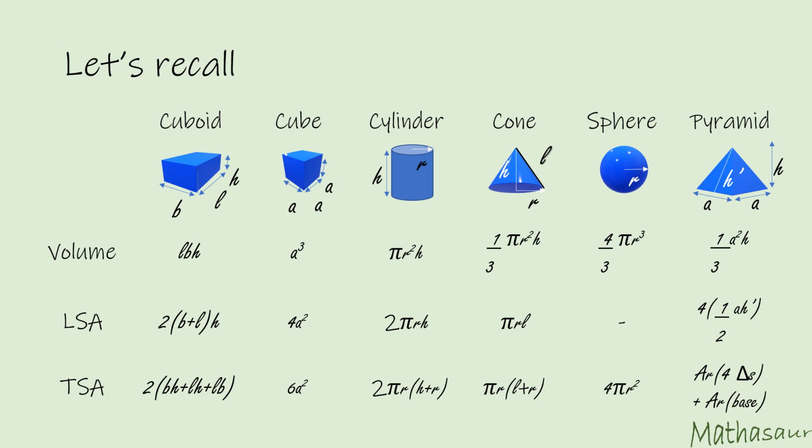The lateral surface area would be the area of the 4 triangular faces, or 4 times half of a h dash, which gives us 2 a h dash. Now for the total surface area, we would write the lateral surface area 2 a h dash and add the area of the base, or a square.